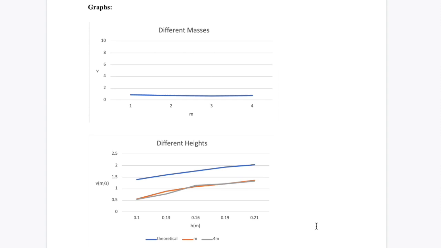As a conclusion, we can see that even if the system is frictionless or we have friction inside the system, the mass of the object does not affect the final velocity of the object. However, the release height affects the final velocity of the object.